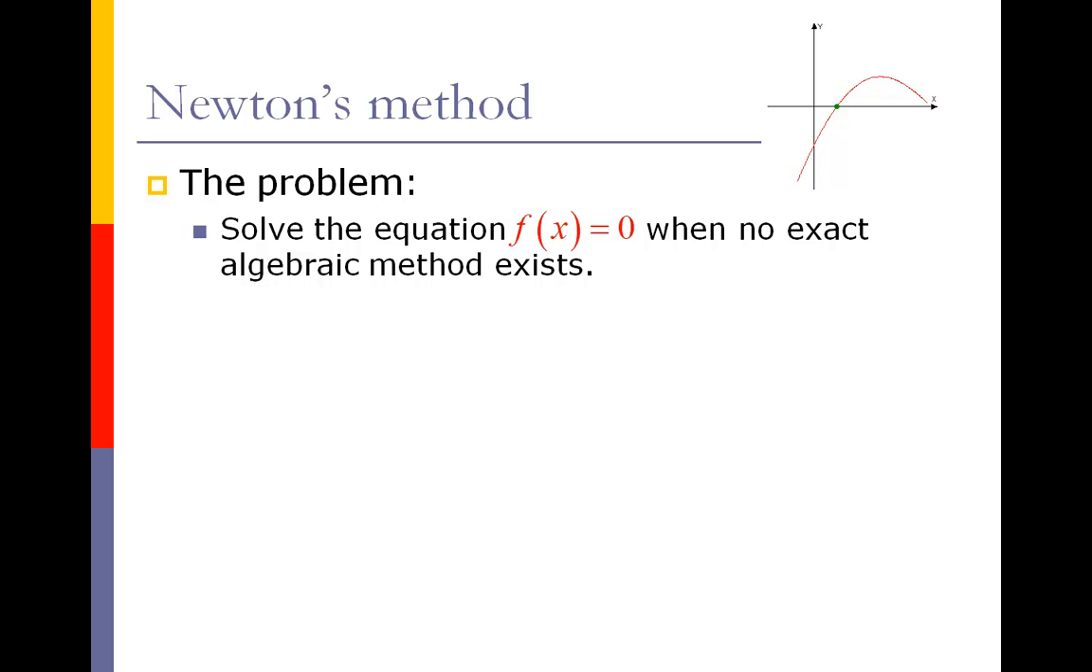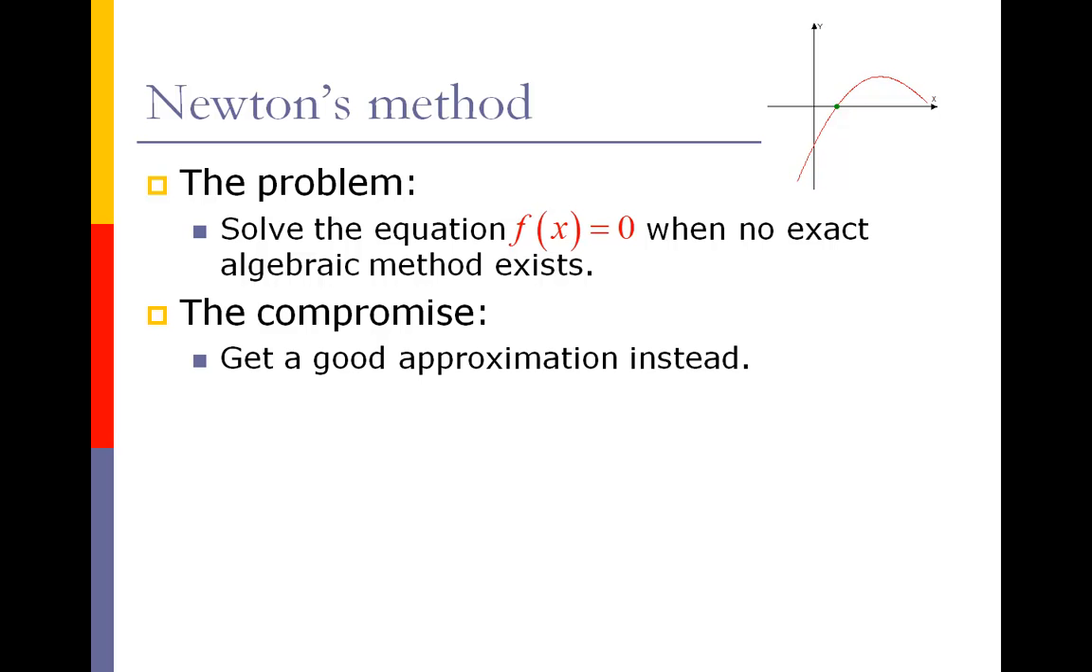But now let's assume that the equation is not easy to solve. Okay, so we know how to solve certain basic, fairly simple equations, but there are other equations which are not easy to solve, and so there is no algebraic method to get them. Okay, so what we're going to do is we're going to apply a compromise. We can't get the exact solution. There is no algebraic method which gives us the exact solution. We're going to get a good approximation instead.